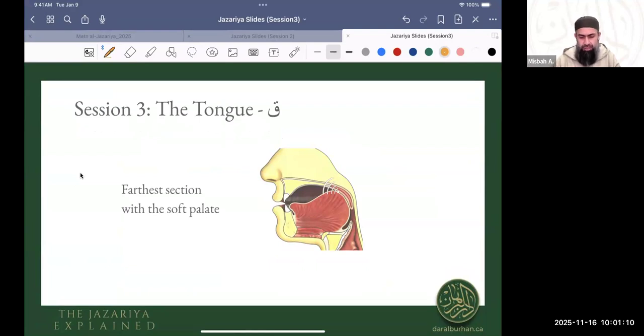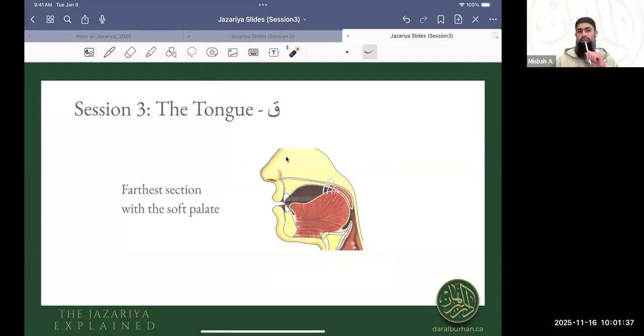Looking at qaf, it's coming from the furthest section of the tongue. This is the furthest section, right? We can divide the tongue. This is the tip. This is the middle. This is aqsa. And this area is the jazrul lisan, right? We talked about the roof. Okay? Everyone following? Yes? طيب, alhamdulillah. Yes. Okay.